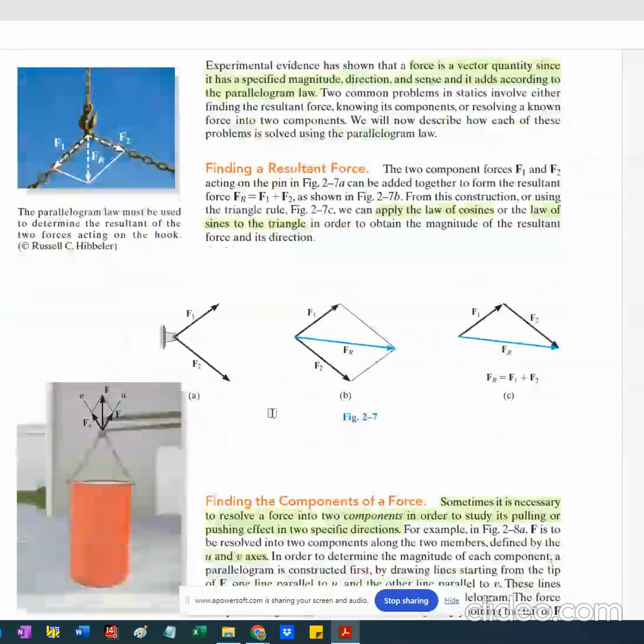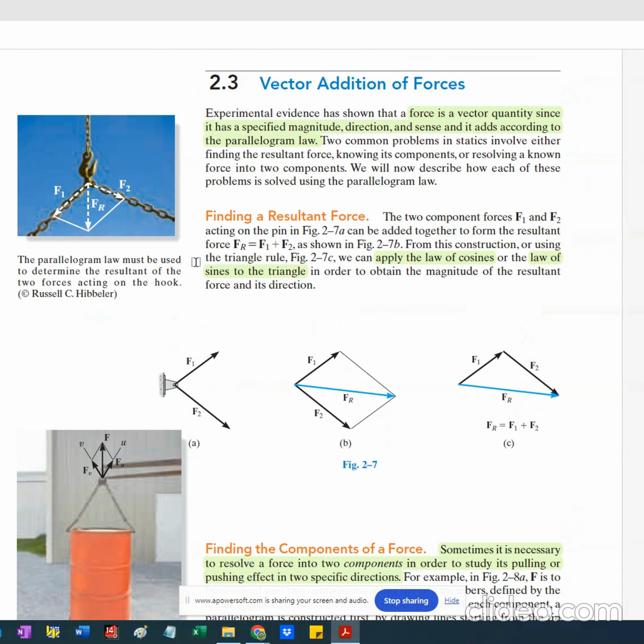So this gives examples of two concurrent forces. The tension in these chains, and there's the third one, the hook. The chains, extending their lines, intersect somewhere at this point. So the question is, if I know these two forces, F1 and F2, what is the resultant force, which is really the tension in the cable, or it could go the other way.